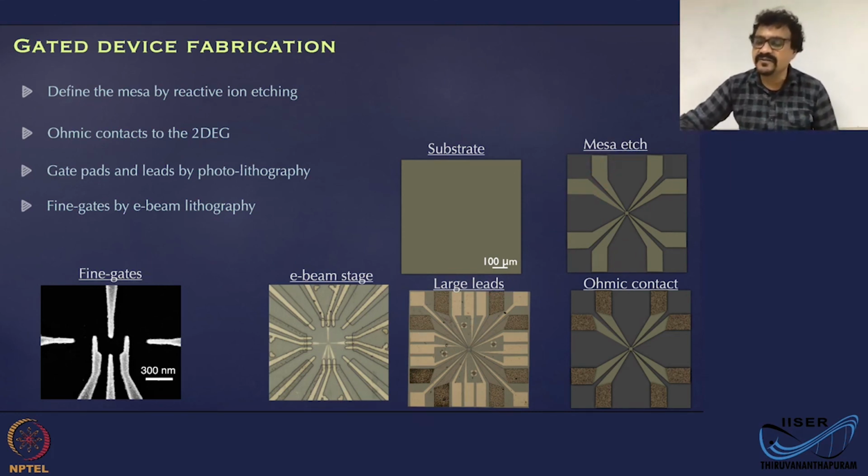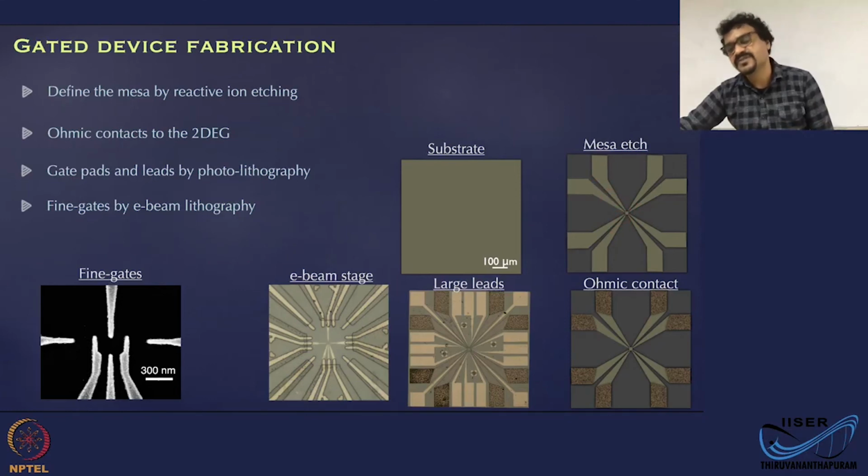Okay. So wherever you have the darker color, you don't have any 2-dimensional electron gas there. You have etched down the wafer a little bit. Okay. Now, by this process, you have defined the path for electrons. Okay. The center region here is the active region.